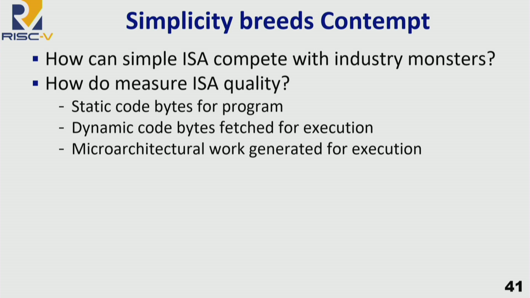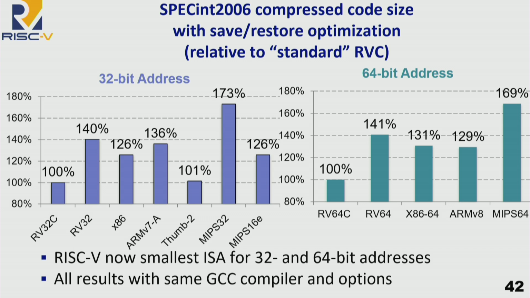Static code bytes, dynamic code bytes you fetch for execution. Another measure we try to come up with is microarchitectural work you generate during execution. How many primitive micro-ops do you need to run the code that you fetched? So in terms of static code size, both in 32-bit address and 64-bit address-based versions, we do very well. And particularly in 64-bit address space, where it's pretty much the only ISA that has that compressed instruction. So this is on SPEC-int, looking at code size.